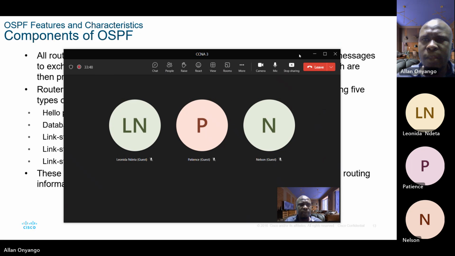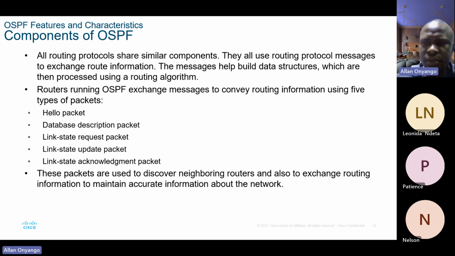The first thing I want you to note about OSPF is that, just like any other dynamic routing protocol, we have EIGRP, which is Enhanced Interior Gateway Routing Protocol. We have BGP, Border Gateway Protocol. We have RIP, Routing Information Protocol, which we talked about already. We have IS-IS, which is Intermediate System to Intermediate System. And then we have OSPF, which is Open Shortest Path First.